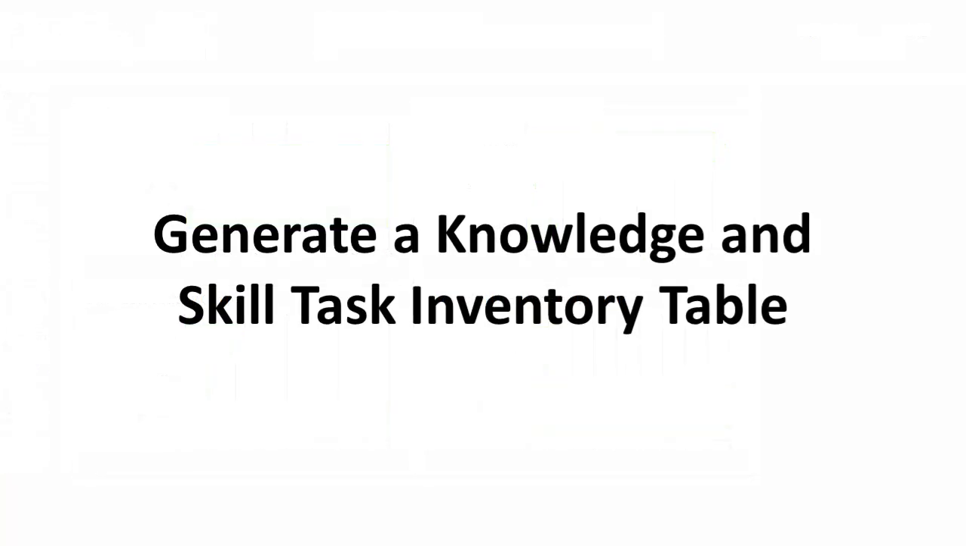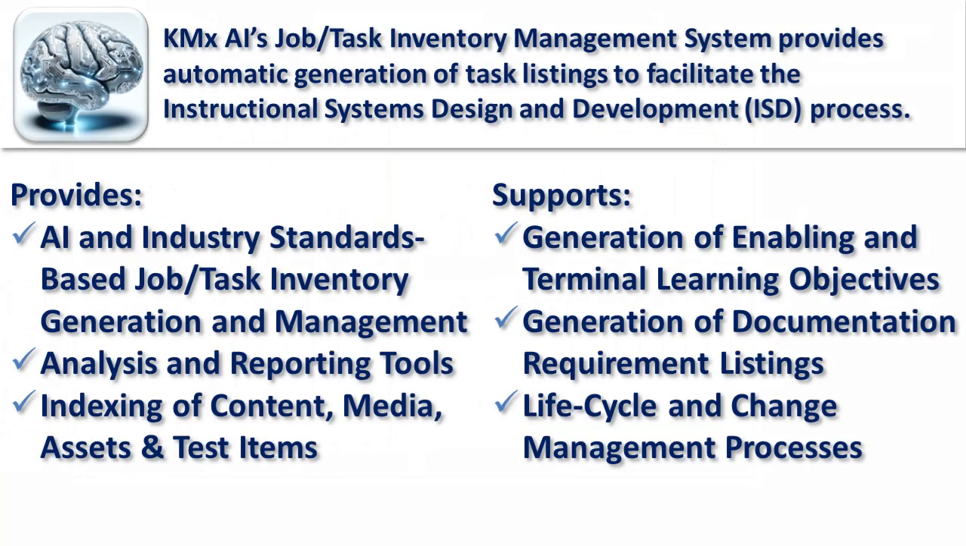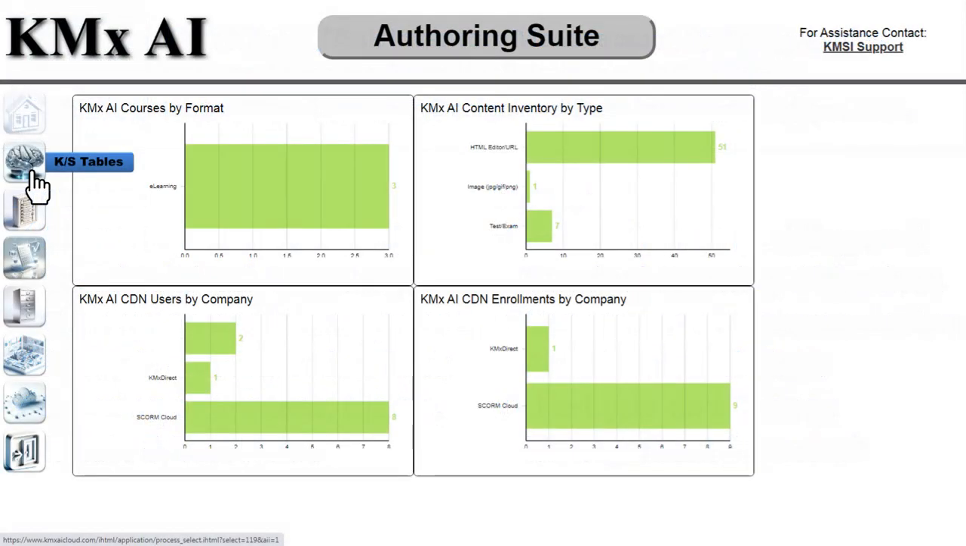The first step in the instructional systems design model is to create a task inventory to enable identification of the knowledge and skill requirements for performing a job or activity. KMx AI's Job Task Inventory Management System provides automatic generation of task listings to facilitate the instructional systems design and development process. To create a task inventory, select the KS Tables option from the menu as shown.